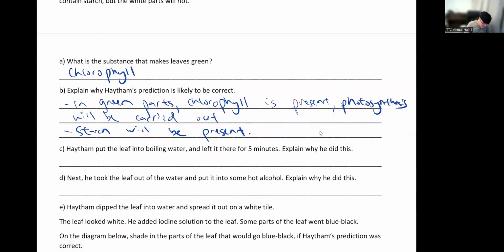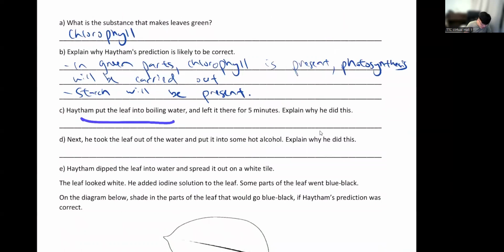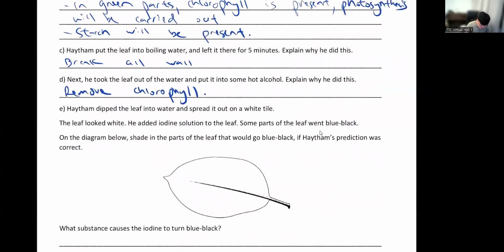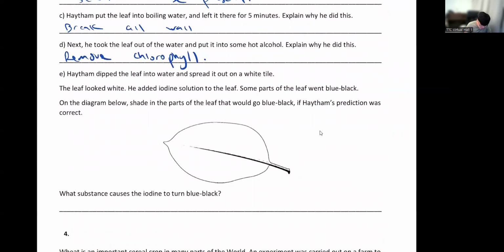So next, C. Haytham put the leaf into boiling water and left it there for 5 minutes. Explain why I did this. Okay, this is the same answer to break the cell wall, as mentioned up there. D. Next, he took the leaf out of the water and put it into some hot alcohol. Explain why I did this again. This is to remove chlorophyll. Right, and he dipped into water and spread on a white towel, shade the part that would turn blue-black.